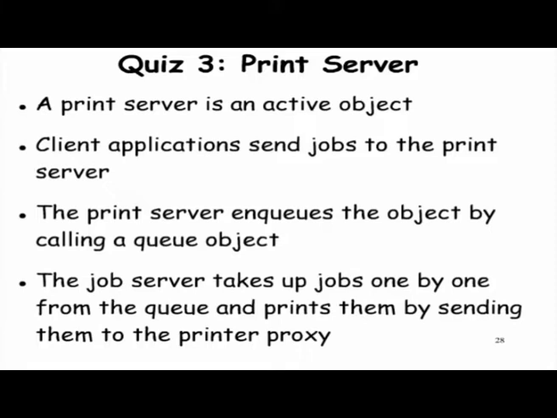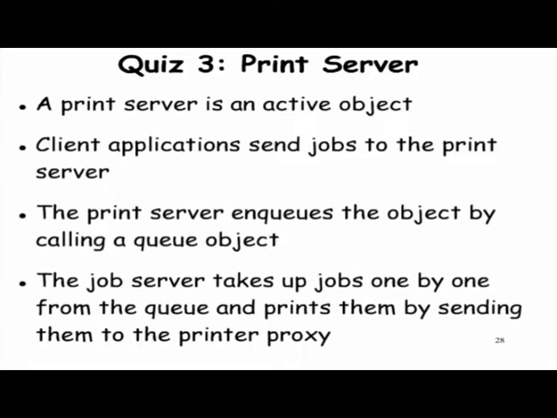A print server is an active object. An active object, as we discussed in the beginning of our lecture, is like a server. It is always active, and it just waits for method calls, and then once it gets a request, a method call, it processes it, but the calling method does not wait for it. So, the print server is an active object. The client application sends jobs to the print server and it just takes them, and the clients don't have to wait for the print to get over. That is the meaning of the active object.